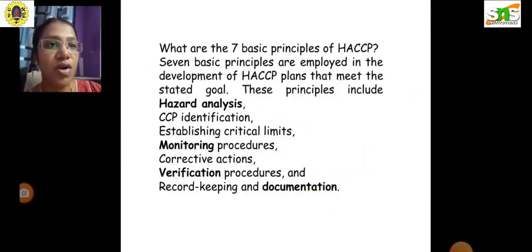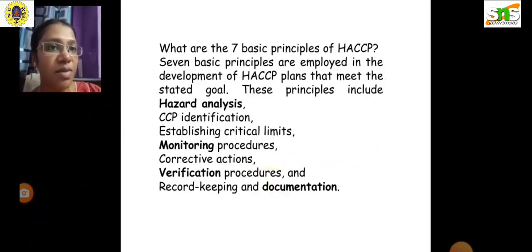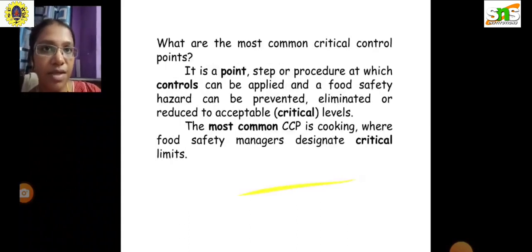Coming to the seven basic principles of HACCP, as we have seen, it is mainly done to meet the stated goal of any food industry. It will include hazard analysis, monitoring and verification procedures. Analysis means we have to set a critical limit and see that it is being monitored based on the procedures, along with record keeping and documentation of the principle.